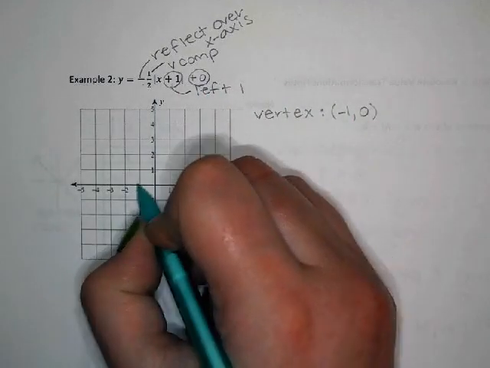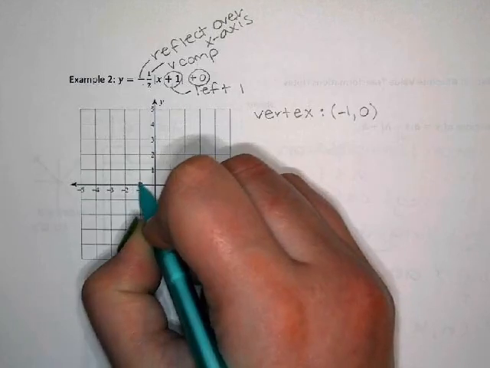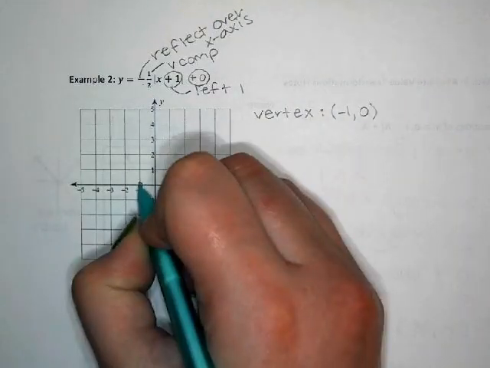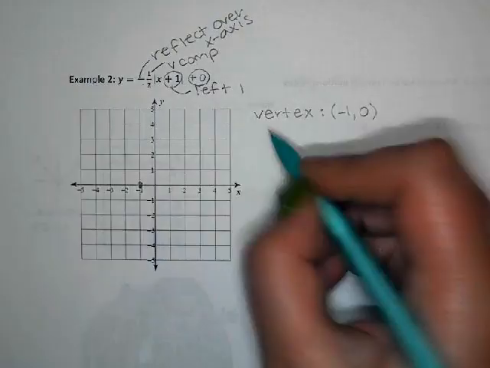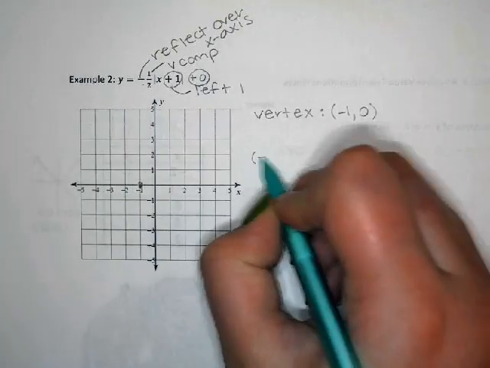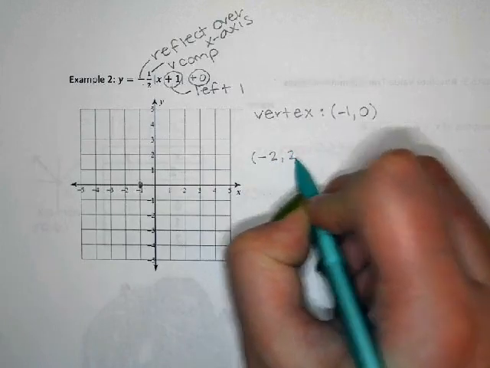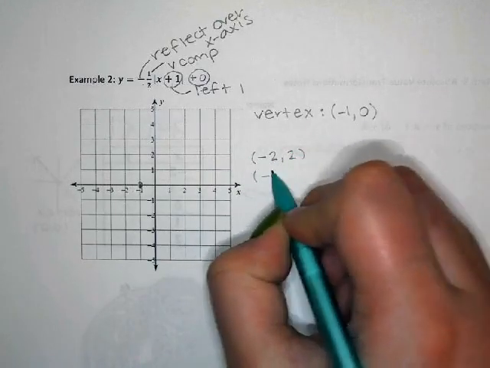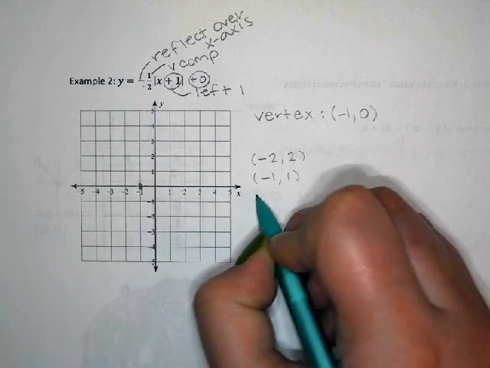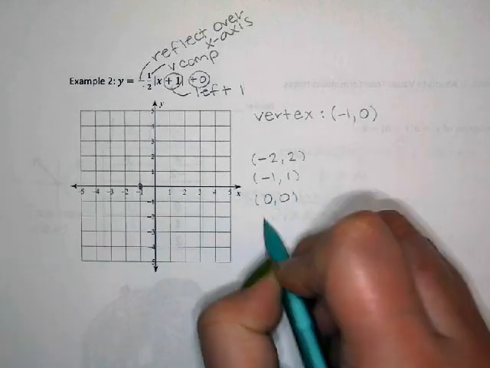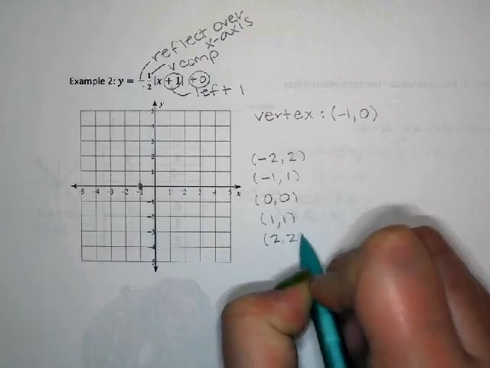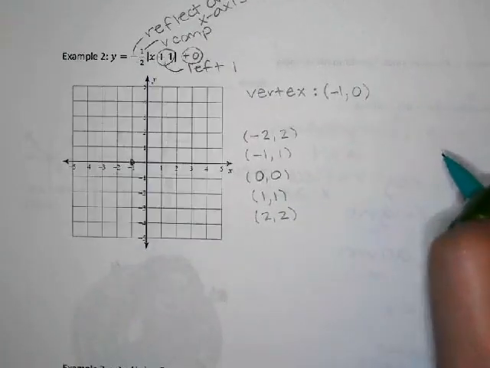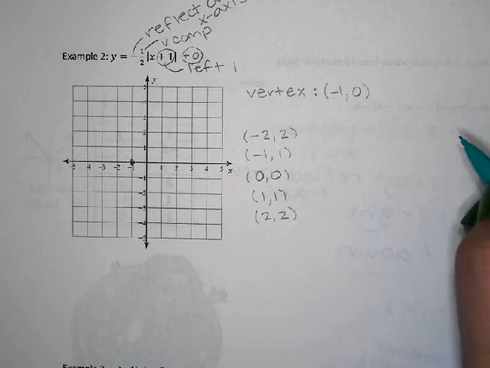All right. Now, the important points that I want to look for, I always start with -2, 2. These are from the parent graph. -1, 1. 0, 0. 1, 1. 2, 2. Those are the important points I always start with. So every single time, we're always going to start with this anytime we're doing an absolute value graph.